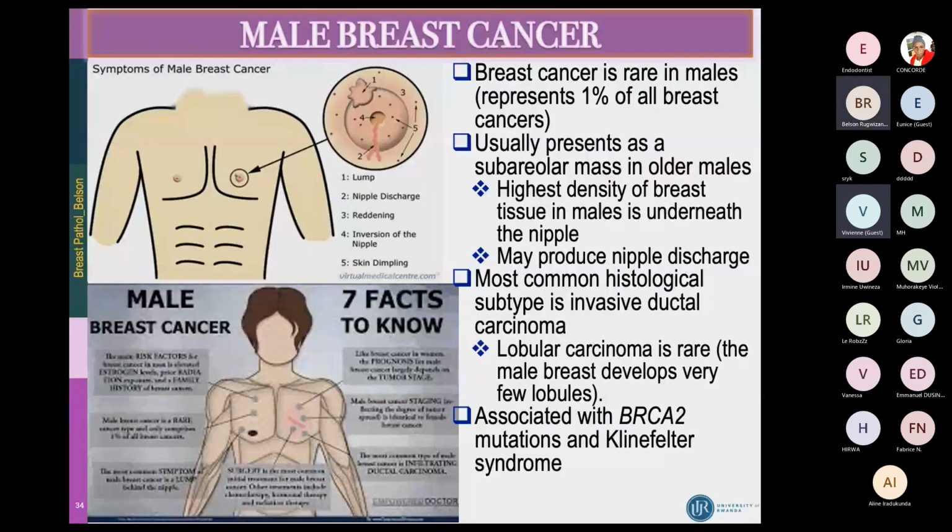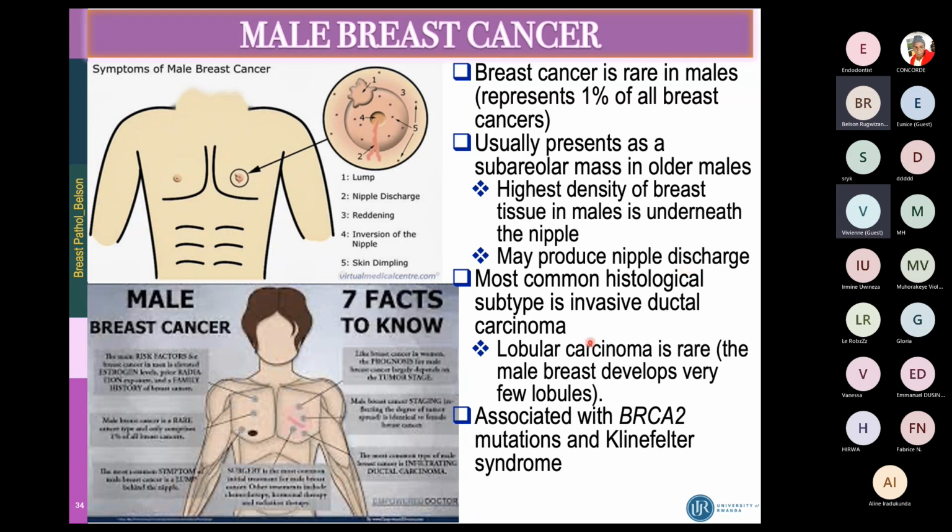So we end with male breast cancer. It is rare, it represents 1% of all breast cancers. Our young research team has just seen about three patients with breast cancer. Maybe there are more because we are more pathologists now. They present with a subareolar mass in older males. The high density of breast tissue in males is underneath the nipple. That is the explanation. They may also have nipple discharge.